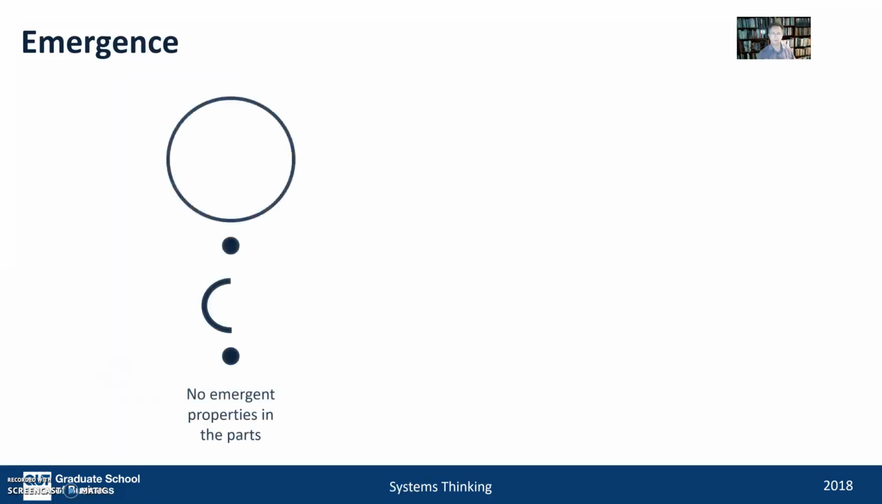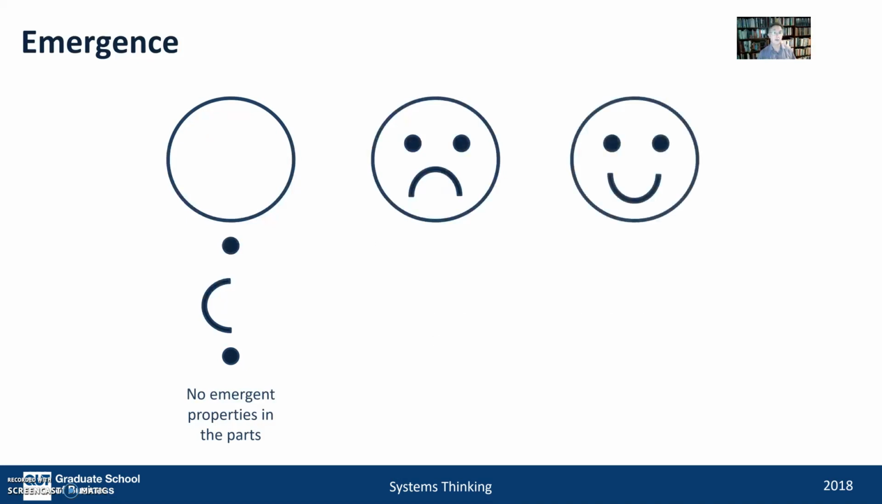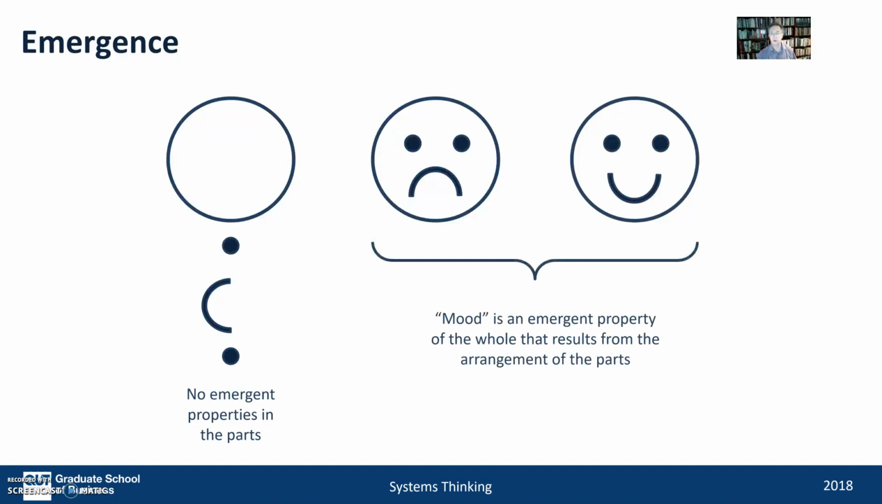systems. For example, to illustrate very, very simply, we've got a number of different parts here. We've got a circle, we've got two dots, and we've got a bent line. We can't appreciate any emergent phenomena out of those parts. However, if we arrange them one way, we get something which we can relate to. We get another way, and we can relate to that. So consequently, mood is an emergent property in this particular exercise that results from the arrangements of the parts.